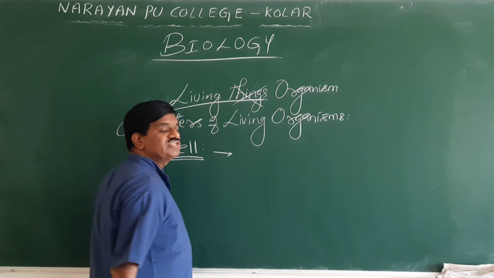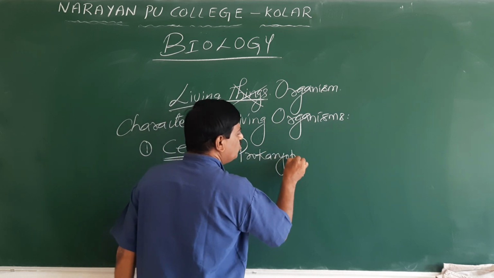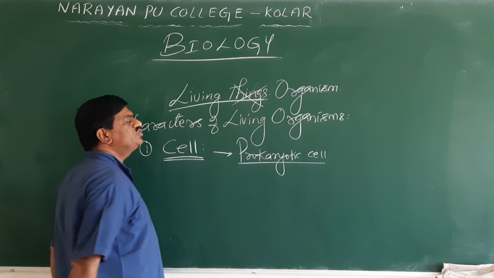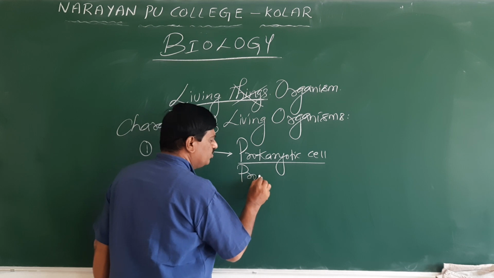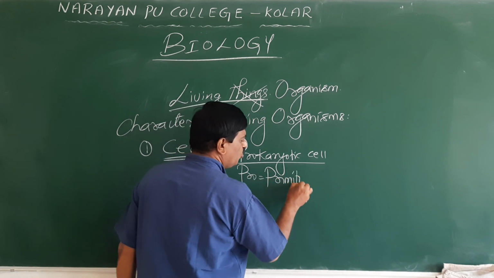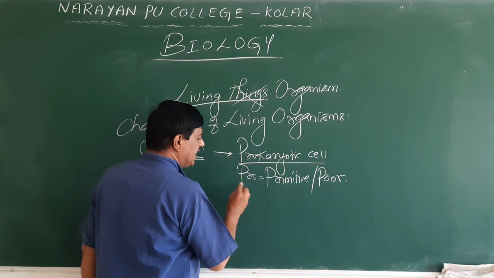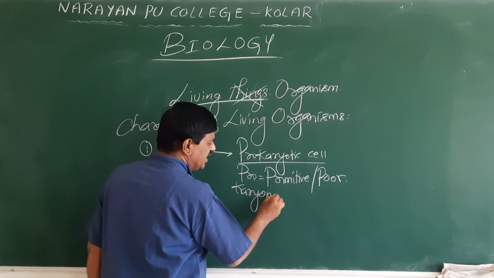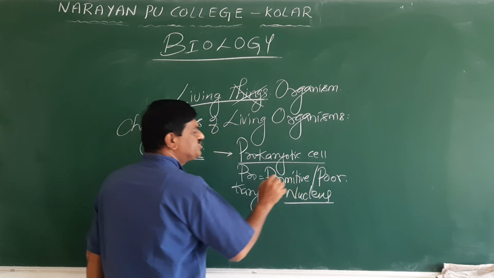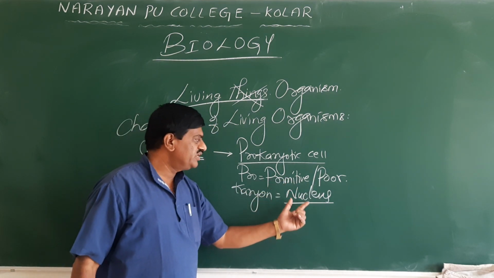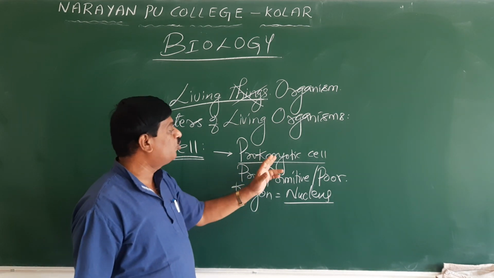The cell is of different types. One of the cells is called prokaryotic cell. The word prokaryotic cell is again a Greek word. Pro means primitive, or poorly developed. Karyon means nucleus. So a primitive nucleus or poorly developed nucleus is called a prokaryotic cell, or prokaryotes.